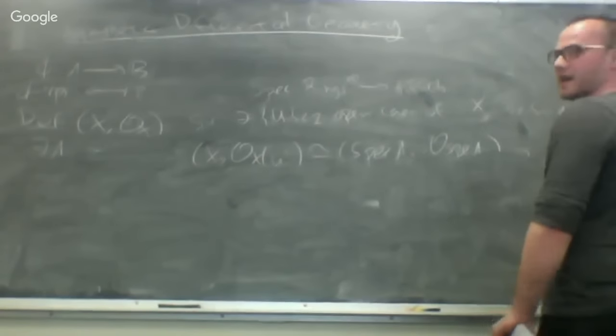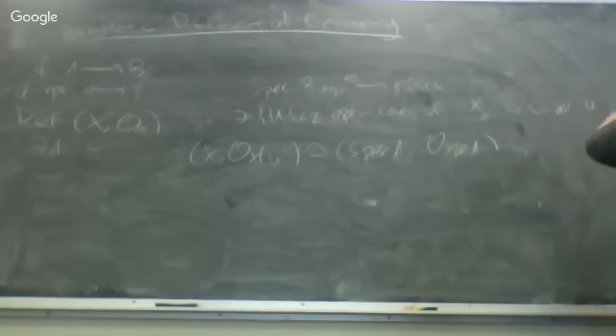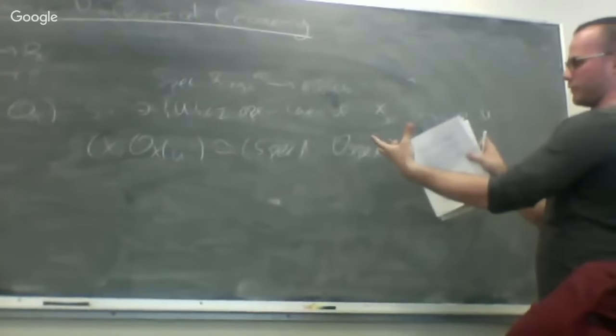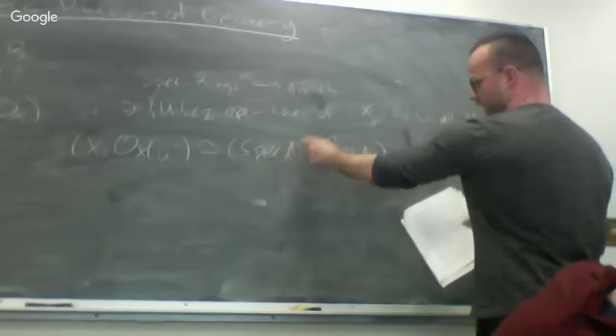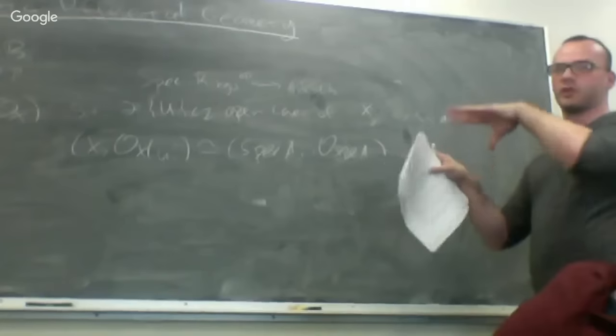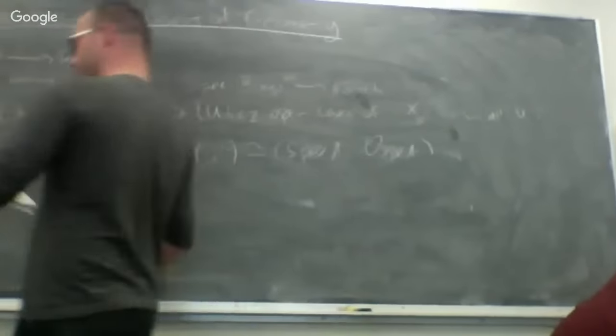Yes. And so you say that if you have a ring space and it's isomorphic to something like this, just for some fixed ring, you call that an affine scheme. So schemes are things that are locally affine. Okay, so that's a scheme.